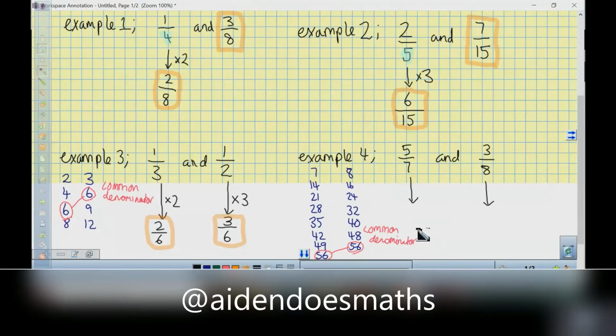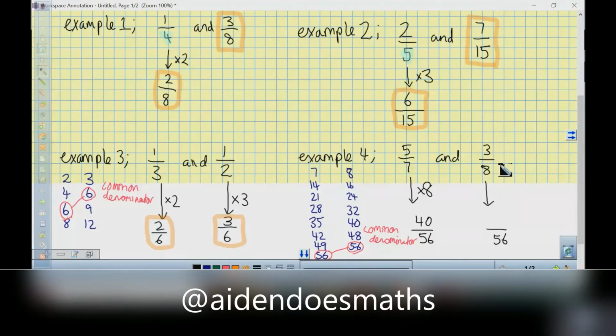So that's what our fractions need to end up with a denominator of. So I'm just going to fill that in straight away, 56 and 56. Okay, now we need to think, how many times did our 7 go into our 56? So if we look at our 7 times tables, 1, 2, 3, 4, 5, 6, 7, 8. So we need to multiply our numerator by 8, so 5 times 8 is 40.